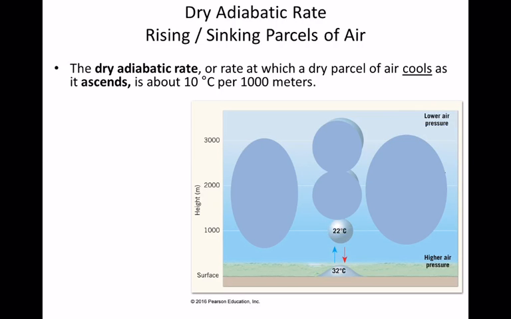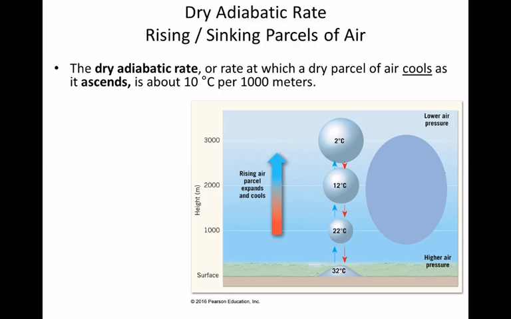At the ground level, it's 32. You get it to rise 1,000 meters, the same thing as 1 kilometer. It goes from 32 to 22. We get it to go up another kilometer. Now it cools another 10 degrees Celsius, to 12. Another kilometer, it cools to 2 degrees Celsius. So that is the dry adiabatic rate in action right there. Okay. So as it rises, it will expand and cool.